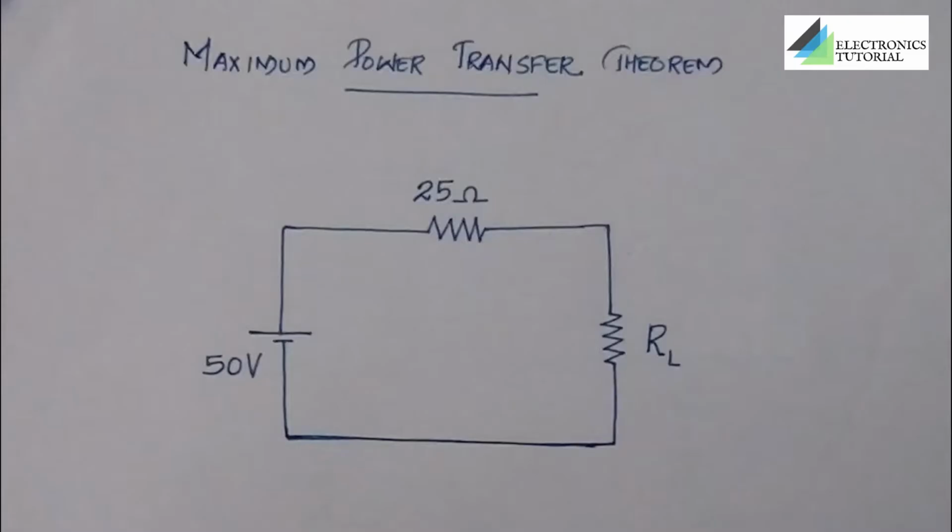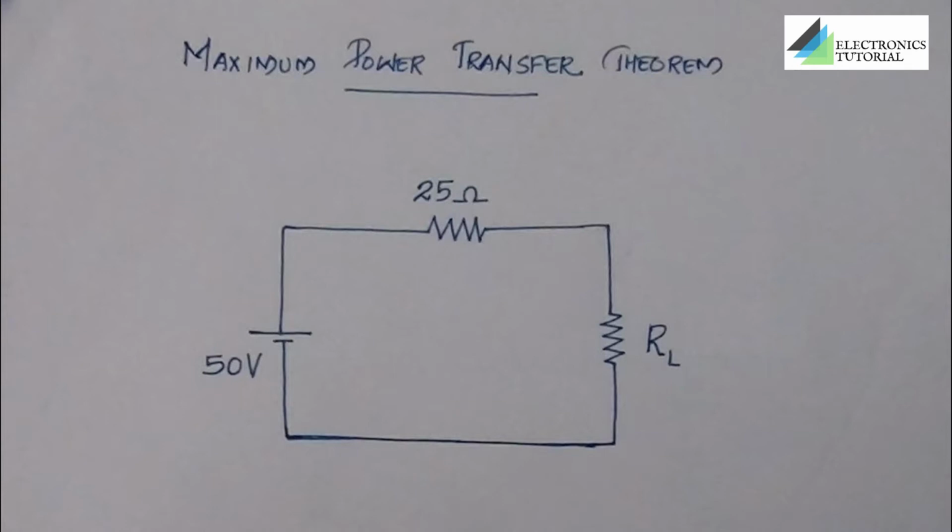One thing should be assured: there are no sources in the network. That is, if there is a voltage source, it should be replaced by a short circuit, and if there is a current source, it should be replaced by an open circuit. This resistance is also called Thevenin's resistance because it is calculated in a similar manner. Let's have a detailed look at this theorem by solving a circuit.